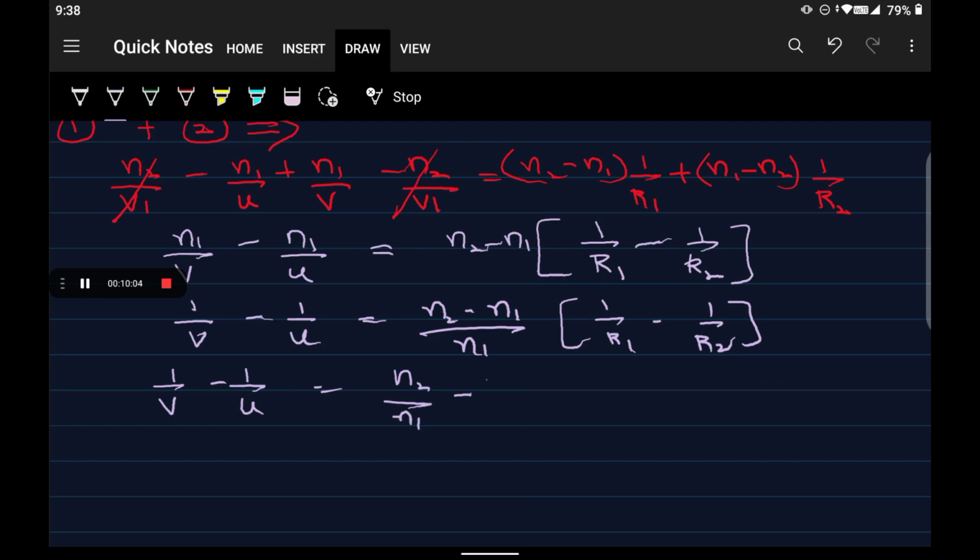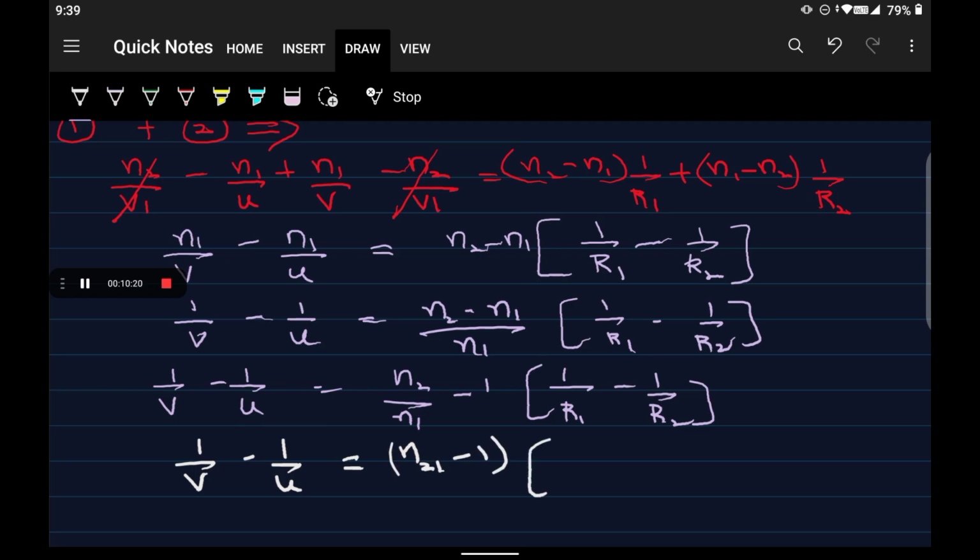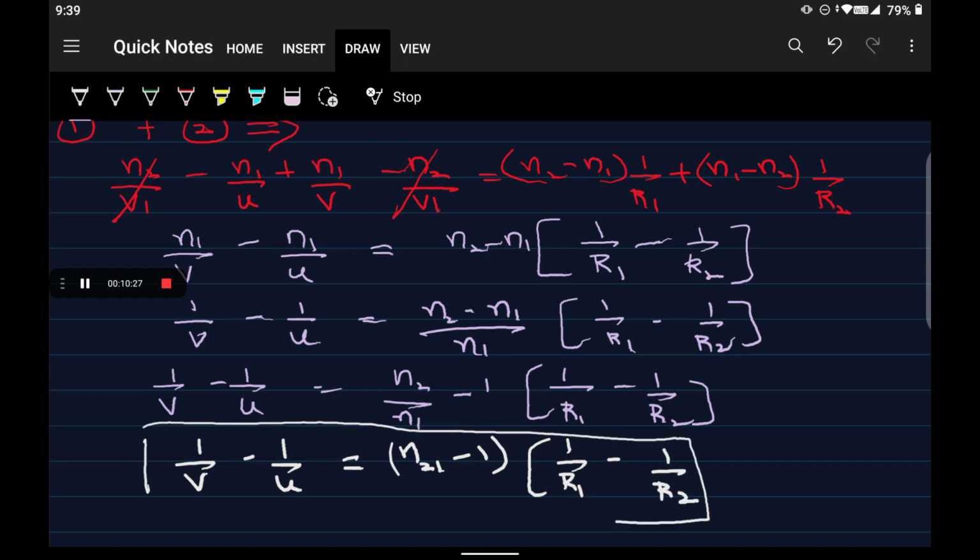N2 by N1 minus 1 into 1 by R1 minus 1 by R2. So your final relation can be written as 1 by V minus 1 by U, which is N2 by N1 minus 1 into 1 by R1 minus 1 by R2. This is the relation that I can name as, say, 3.